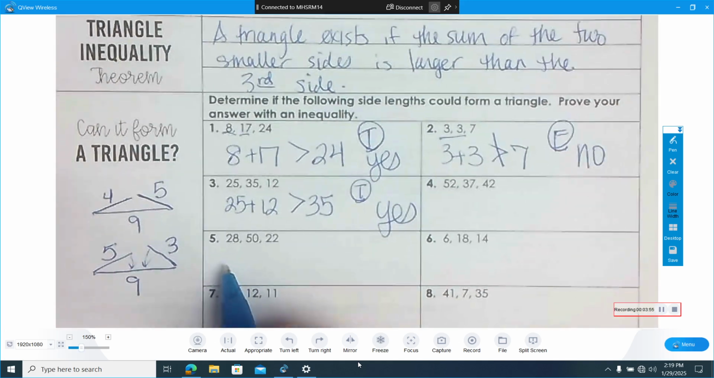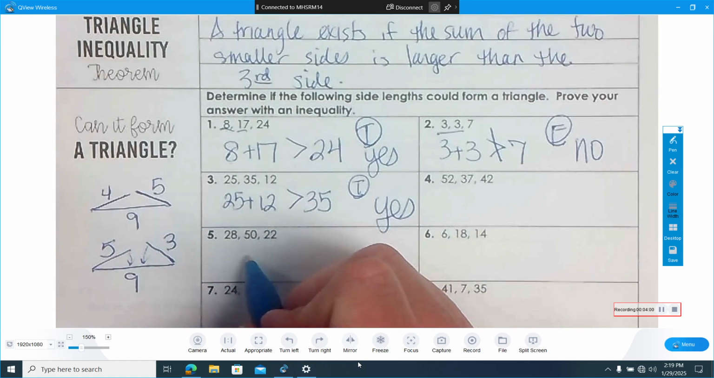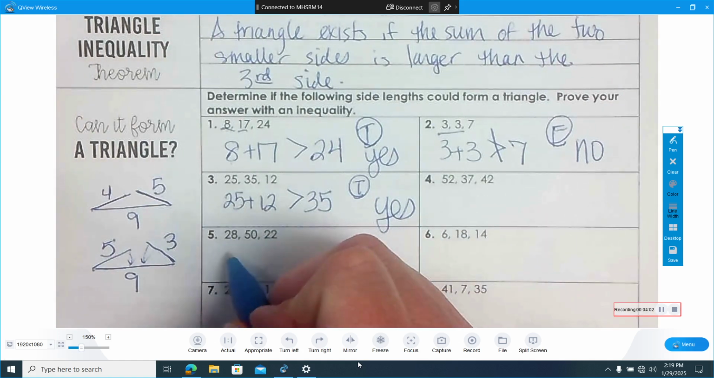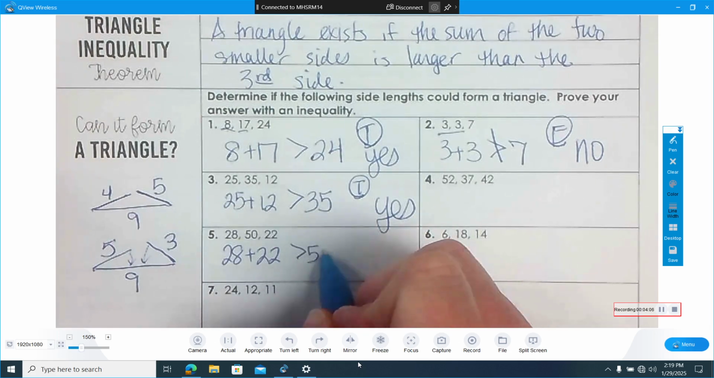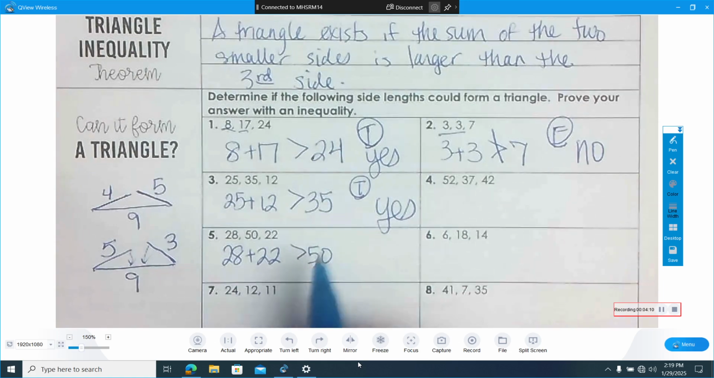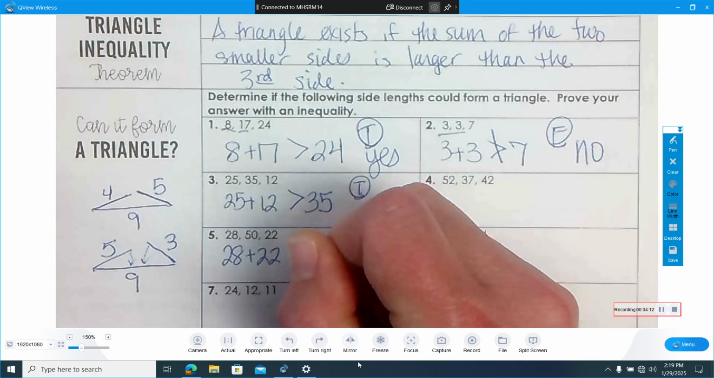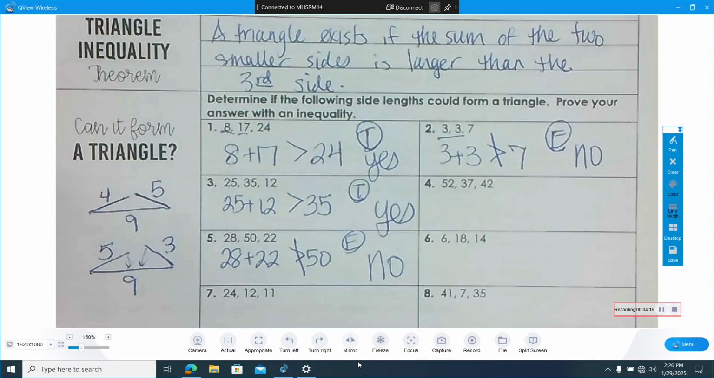What about number 5? 28 plus 22. Is it greater than the third side? Is 50 greater than 50? No, that is a false statement. It is not. This cannot possibly be a triangle. Okay. Questions on that? Is it like the easiest thing ever?